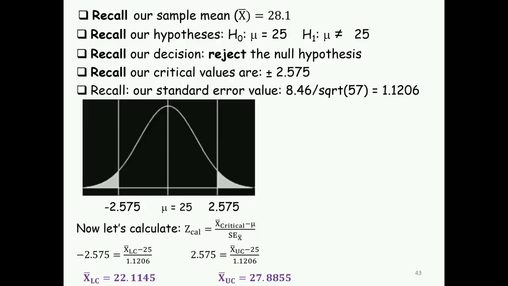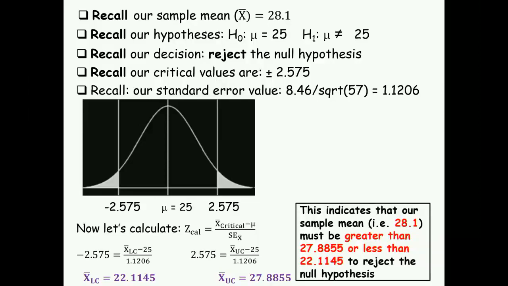So this is also another way of doing that. Anything to the right of this one, reject. So I write here a small note. This indicates that our sample mean 28.1 must be greater than 27.8851 or less than 22.1 so as to reject the null hypothesis. To reject the null hypothesis, it must be either this way or that way.